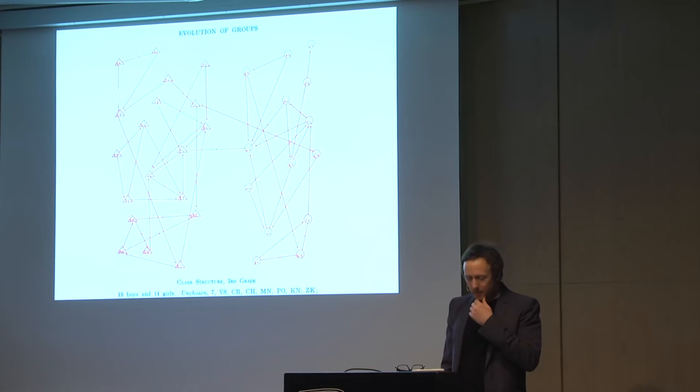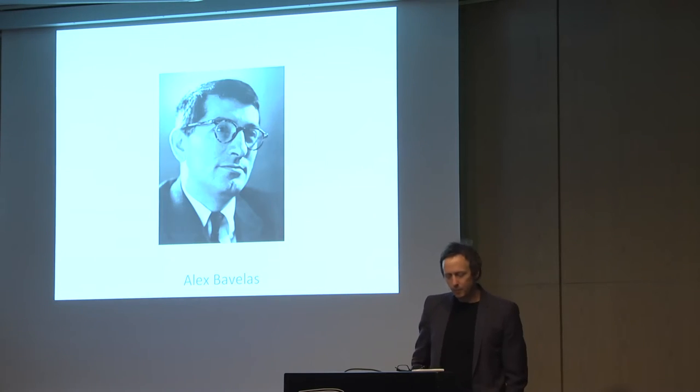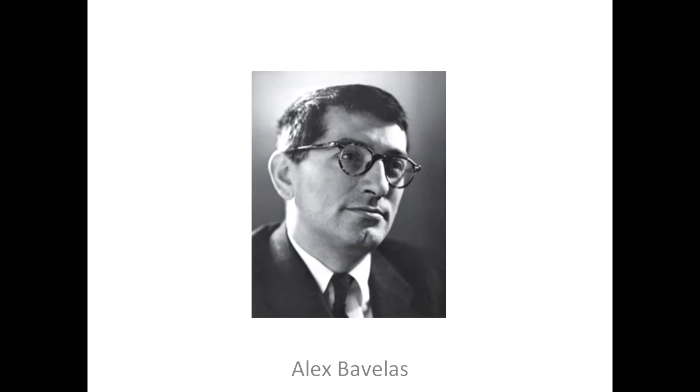So this mathematician was Alex Bavelas, who worked together with Kurt Lewin, another famous psychologist of the first half of the 20th century, at MIT in the Research Center for Group Dynamics. And together with two PhD students, Richard Lacy and Albert Perry, they provided the first formal definition or proof of what we now would call social graphs.